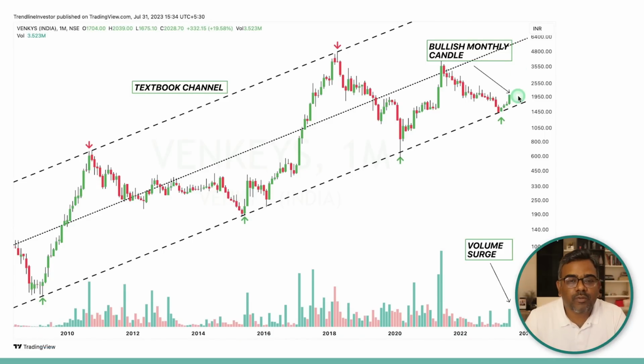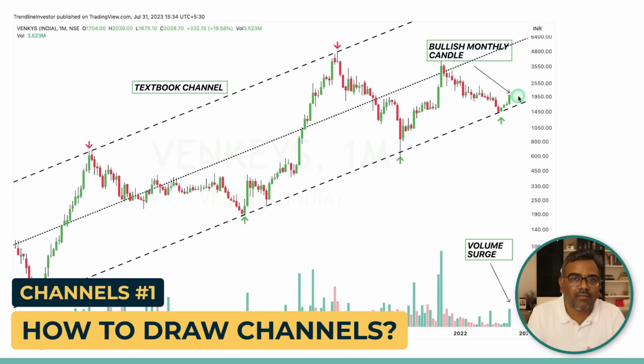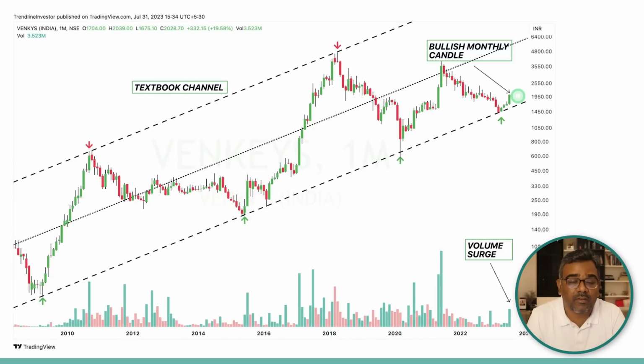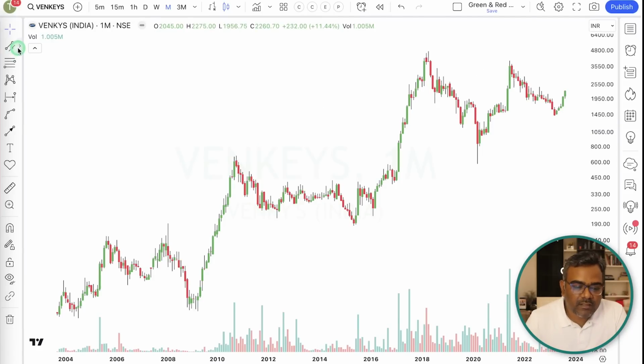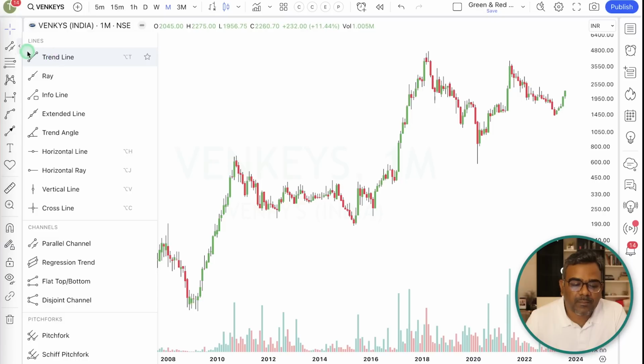So first I'm going to show you how to draw the channel itself on TradingView, using which tools in TradingView, and then we will look at some examples and how you can apply channels on those examples. Okay, so I have TradingView open in front of me, and if you have TradingView open as well, what you have to do is go here and click on this. You'll see two lines over here, or one line depending on what you have as your favorite tool.